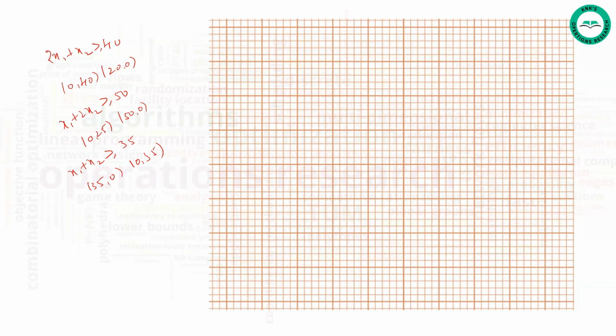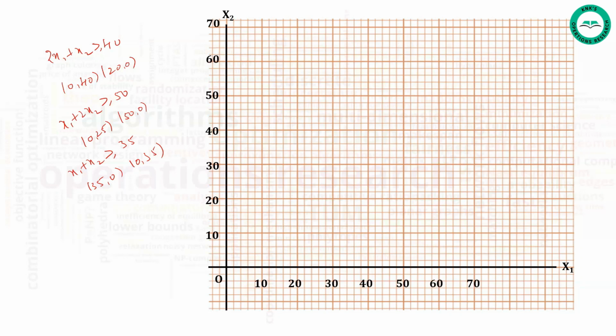Now plot all these coordinates on the graph. Take a graph paper and draw x1 and x2 as the x-axis and y-axis respectively, and plot all the coordinates as per a suitable scale. The first coordinate is (0, 40). So here is the (0, 40). And next is (20, 0). Connect these two points with a straight line. Mark it as 1.